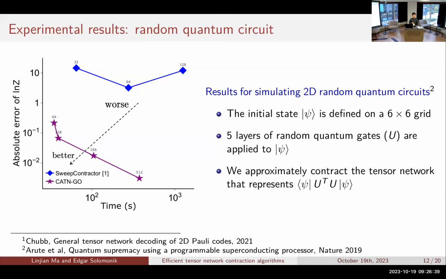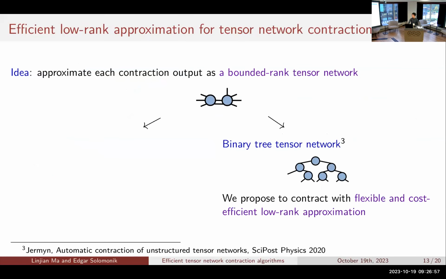But since we regard the tensor network contraction solver as a black box, it may not be able to find the accurate solution. As we can see in the figure, the previous algorithm does not find the accurate norm or accurate solution, but our algorithm is able to converge and can have much better results. Next, I'll talk about the other algorithm, that is the tensor network contraction with efficient low rank approximation algorithm.